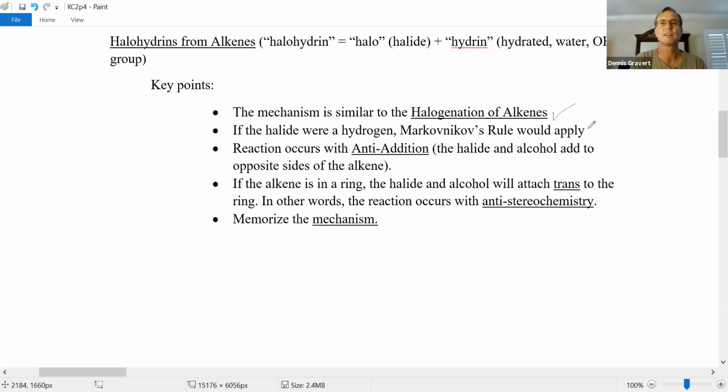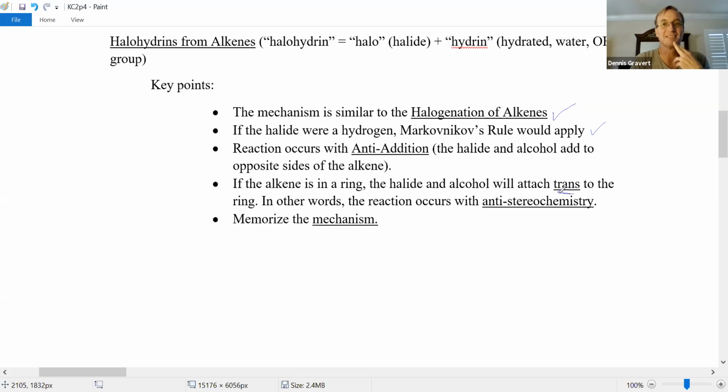Another key point, some textbooks point out that if you want to predict where things are going to go, pretend the halide is a hydrogen and use Markovnikov's rule. That'll predict where the halide goes. More on that in a minute. Because the mechanism is very similar to halogenation of alkenes, and that halogenation reaction goes through anti-addition, so does this one. So that means the new groups, the halide and the alcohol, are going to be trans to each other on a ring.